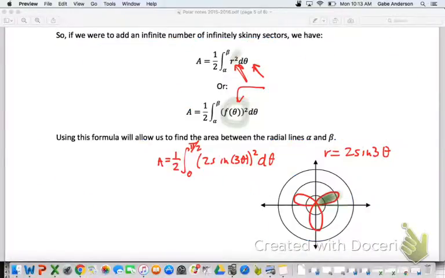0 would be this way. And then, of course, pi over 2 would get us all the way to pointing up. So this is actually going to give us a little too much. Because what this would do is sweep through this area. So it would catch this area in the first quadrant.